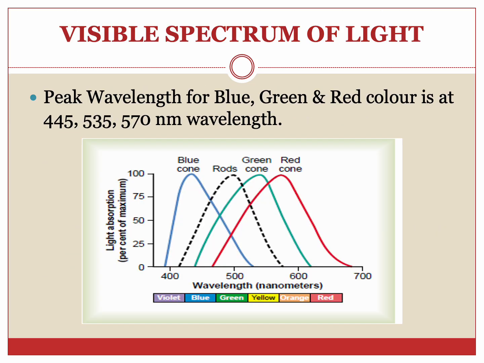This is a visible spectrum of light showing different wavelengths for blue color, green color and red color. For blue, peak wavelength is 445 nanometer, for green it is 535 nanometer and for red color it is 570 nanometer. Means at those wavelengths that color is seen in peak quantity.